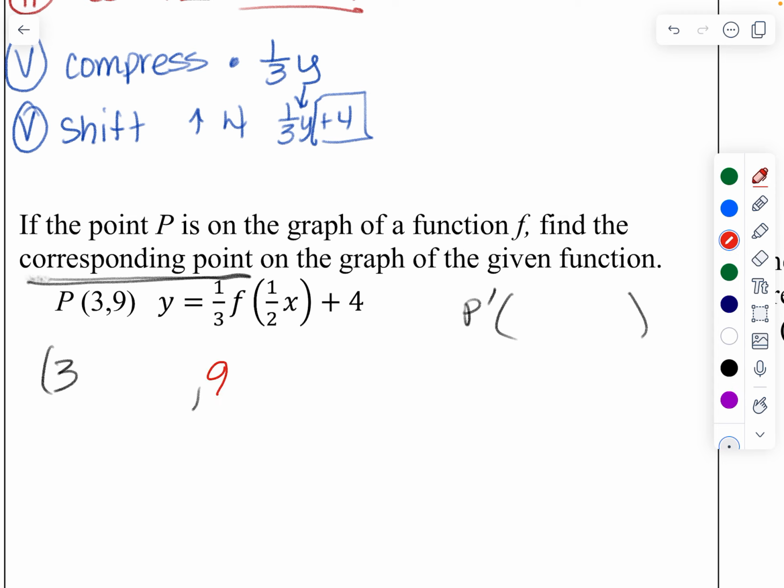So 3, 9. That is not what I wanted to do. Let me back that up just a second. Apologies.